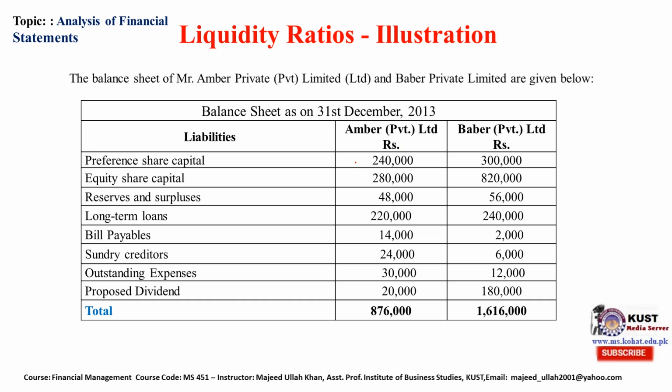Preference shares, equity shares of both companies, reserves and surpluses, long-term loan, bills payable, this is short-term liability, sundry creditors, outstanding expenses meaning wages, etc. Proposed dividend, those are dividends which are declared but not yet paid. The company has a liability to pay these dividends in a short time period. So this is the liability side of the balance sheet.